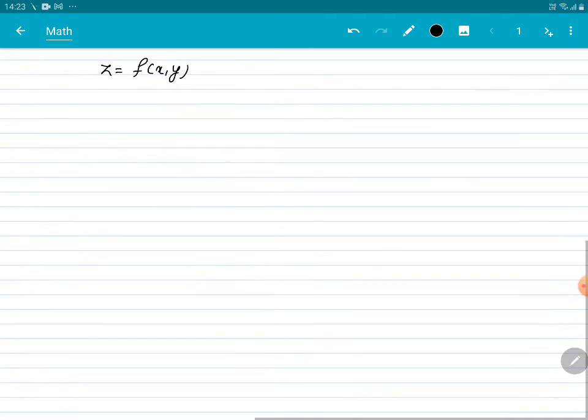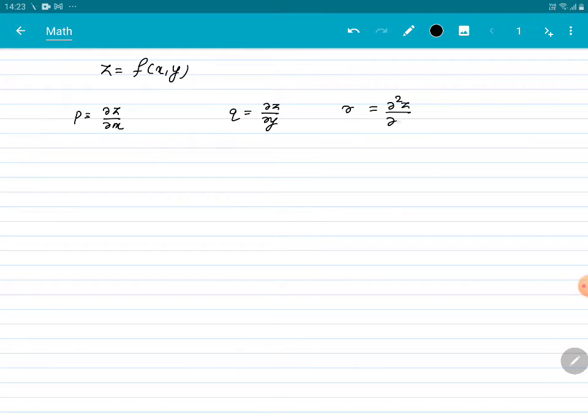Now suppose z is a function of x comma y. First we'll study what p is: p is del z by del x. q is del z by del y. r is del square z by del x square, which we need for partial differential equations. s is del square z by del x del y, and t is del square z by del y square. So remember: p is del z by del x, q is del z by del y, r is del square z by del x square, s is del square z by del x del y, and t is del square z by del y square.